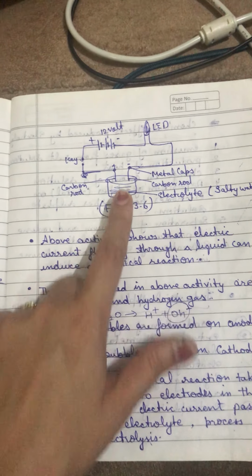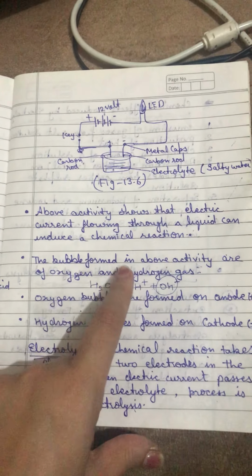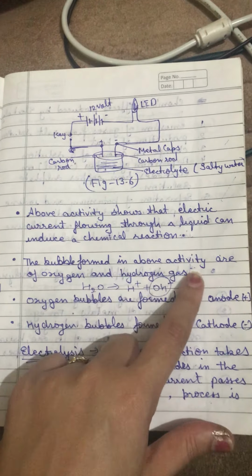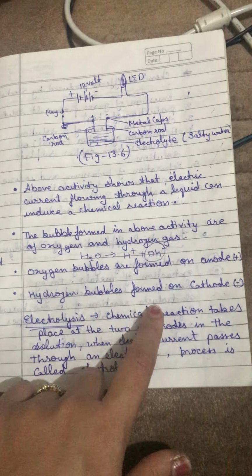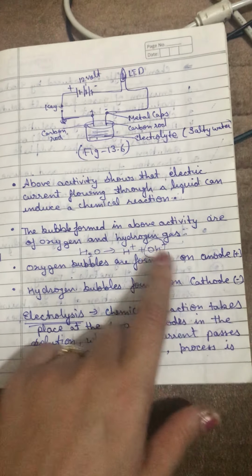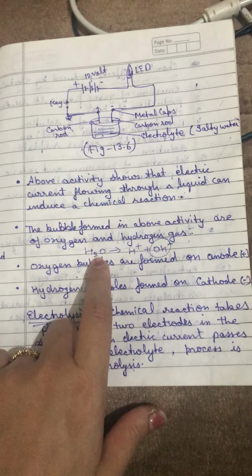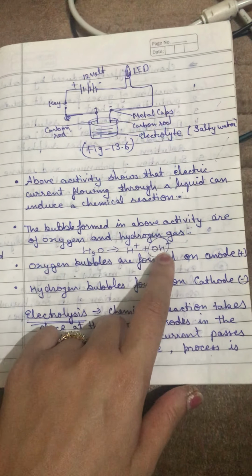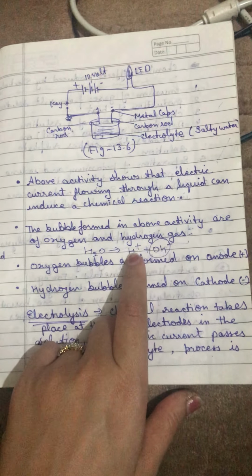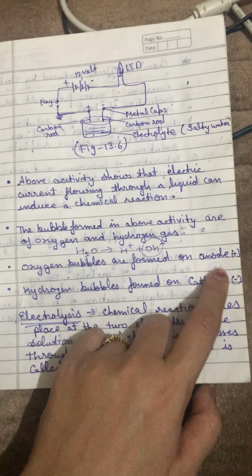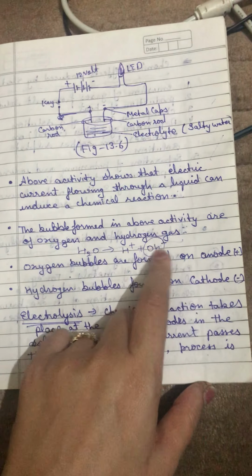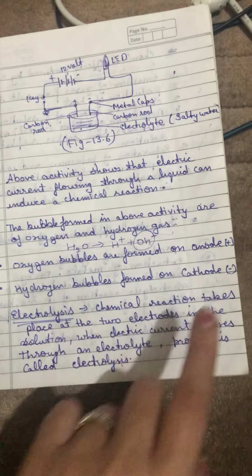Now, the above activity shows that electric current flowing through a liquid can produce a chemical reaction in the electrolyte. The bubbles formed in the above activity are of oxygen and hydrogen. Oxygen bubbles are formed at the anode and hydrogen bubbles are formed at the cathode, because when water dissociates it forms H positive and OH negative ions. The positive ion will move to the cathode and the negative ion will move to the anode.